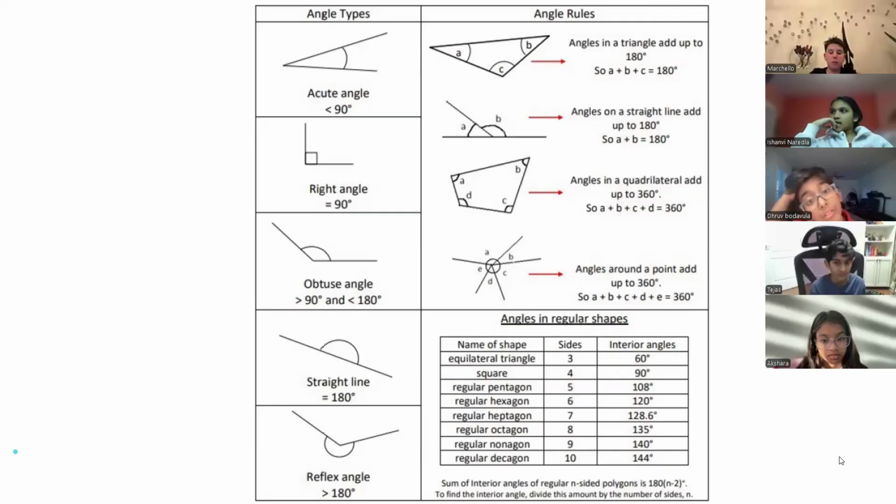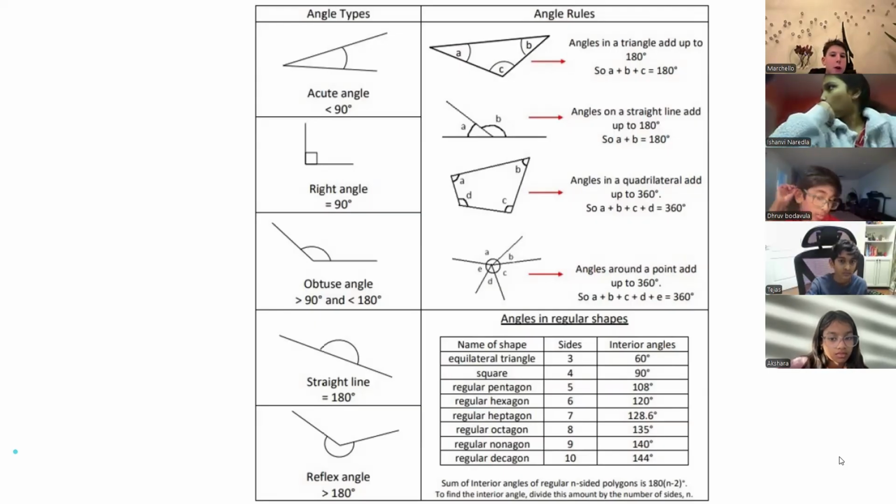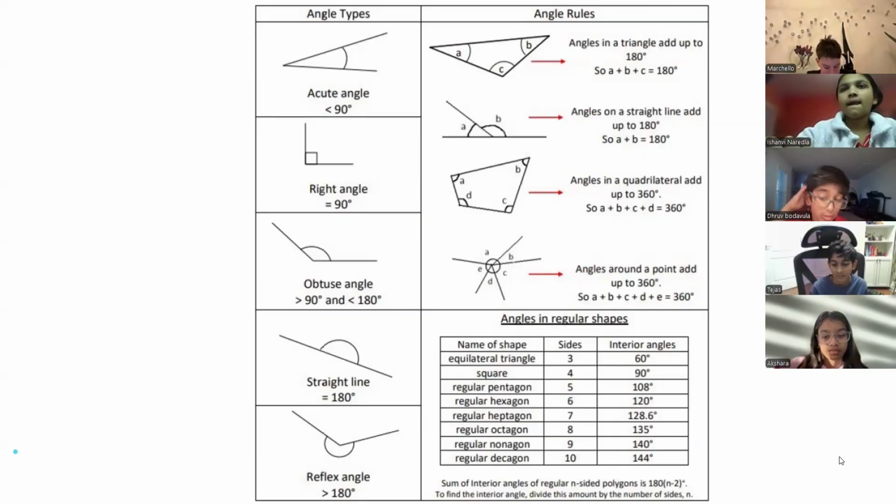Name of shape, square. Sides, 4. Interior angles, 90 degrees. Name of shape, regular pentagon. Sides, 5. Interior angles, 108 degrees. Name of shape, regular hexagon. Sides, 6. Interior angles, 120 degrees. Name of shape, regular heptagon. Sides, 7. Interior angles, 128.6 degrees.